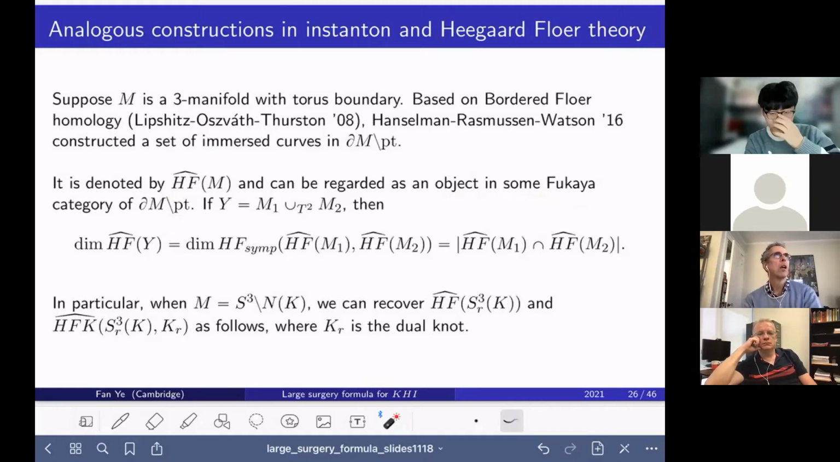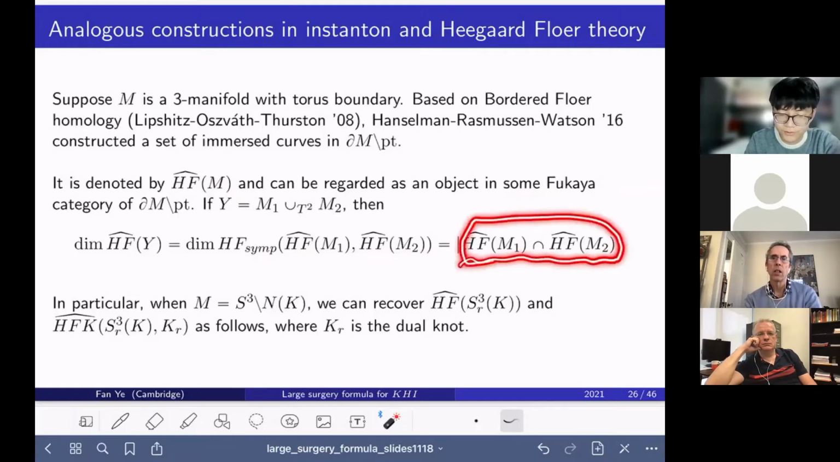And for bordered Floer homology, we have a gluing theorem. So the gluing theorem translates to the following fact. If a closed three-manifold Y is obtained by gluing two three-manifolds along the torus boundary, then the dimension of HF hat of Y equals the dimension of the symplectic Floer homology of these two objects in Fukaya categories. And in particular, it is just the geometric intersection number of these two sets of curves.